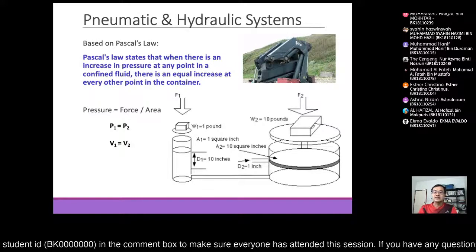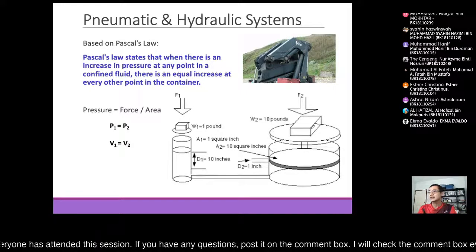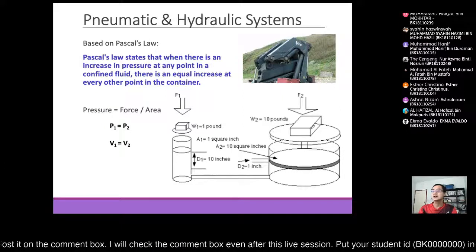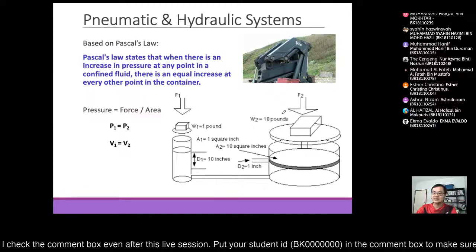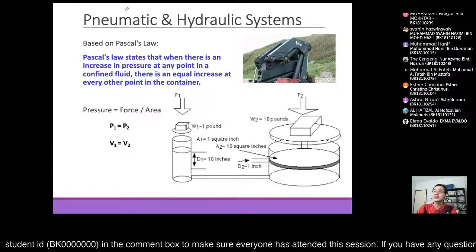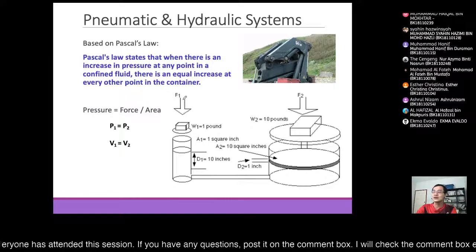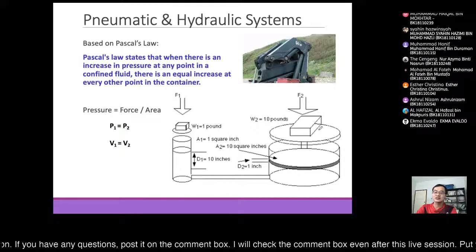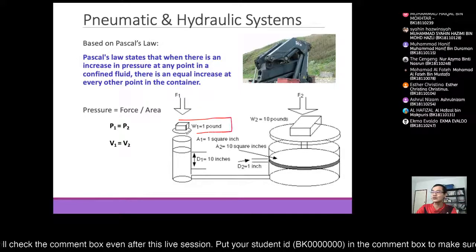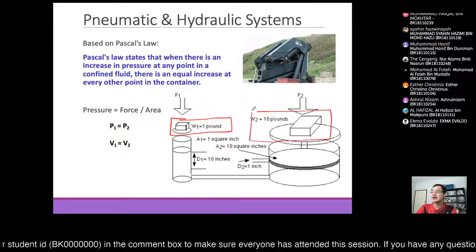Now we have pneumatic and hydraulic systems. I guess in oil and gas you may deal with these more. It deals with pumps and compressors. Most of the time, we just want to use hydraulic or pneumatic. Pneumatic refers to air as the fluid, used as the medium. So what we do, we push from one side and we gain work on the other side. You may use 1 pound of force to lift up a 10 pound load, right?